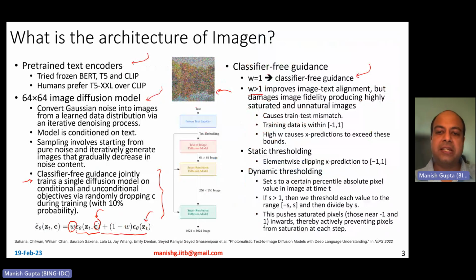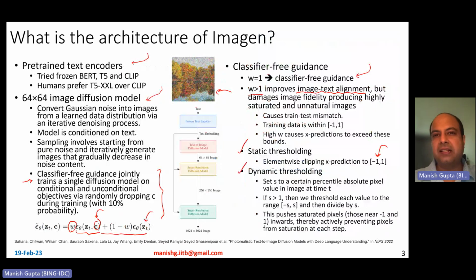So one way is to basically do some sort of thresholding. There are two ways to threshold the images that are generated when you have W greater than 1. Having W greater than 1 typically is a good idea because, of course, it improves the image-text alignment. But how do you handle the saturation part? Well, you could do static thresholding or you could do dynamic thresholding. Static thresholding basically means element-wise, you clip those X predictions, the predictions for the images, to -1 to 1.